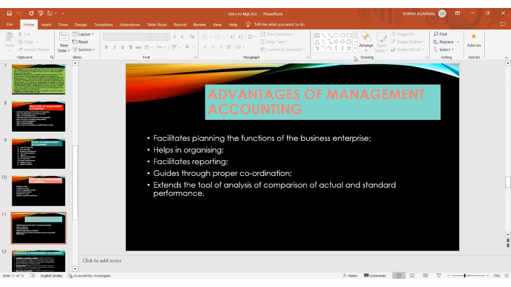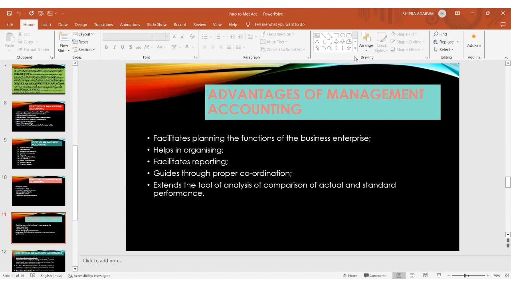Next is facilitates reporting. As I told you, once the actual work starts, then with that actual work, you need to report continuously. And when I'm talking about reporting continuously, that means you measure what you have done. Once that is measured, then you compare it with the set standard. And when you compare it, if any deviation is there, then you report it. And even if the deviations are not there, even then you will at least give a report that we are moving as per the required pace.